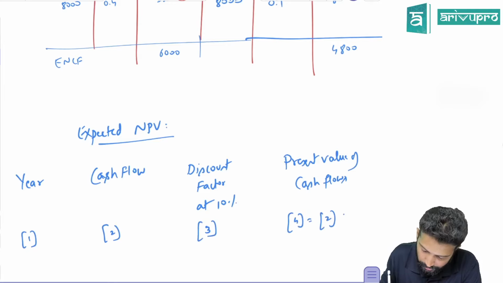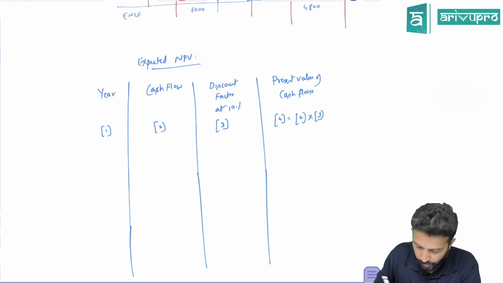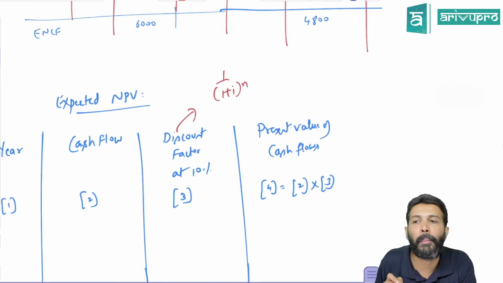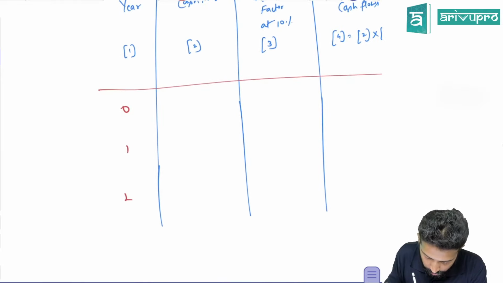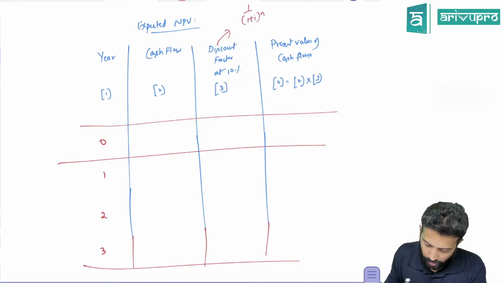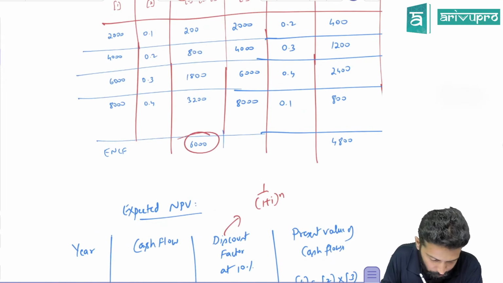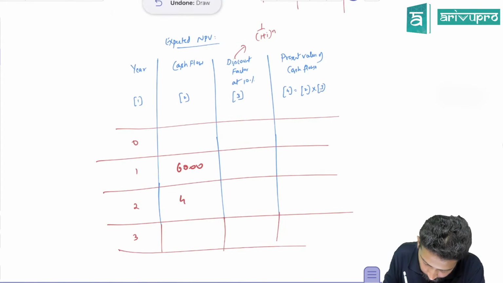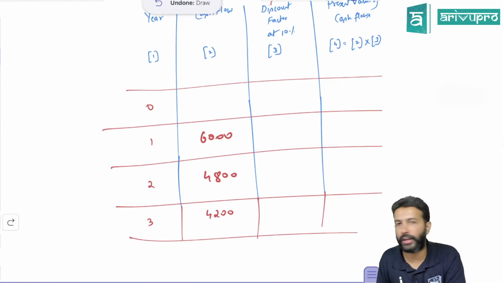4 is equal to 2 multiplied by 3. Again, just to be on the benefit side, how do you find out discount factor? Discount factor is given by 1 divided by 1 plus I whole power n. So first we start with year 0, then 1, then 2, and finally 3. Cash flow, we will take what under cash flow, sir? Expected net cash flow. What is expected net cash flow for first year, second year, third year? 6,000, 4,800. And lastly, it is 4,200. These are the cash flows at the end of the year you are expecting.